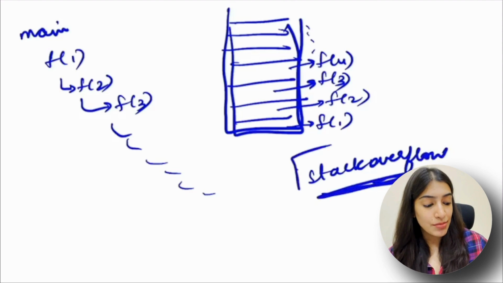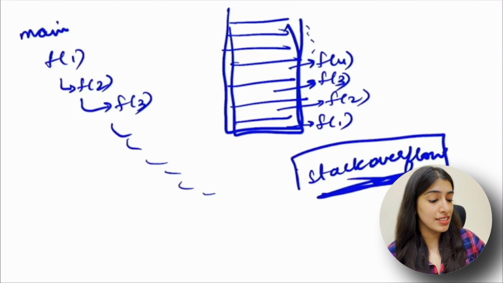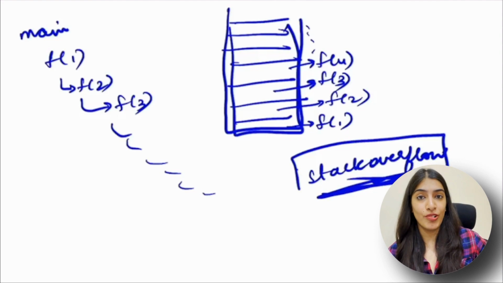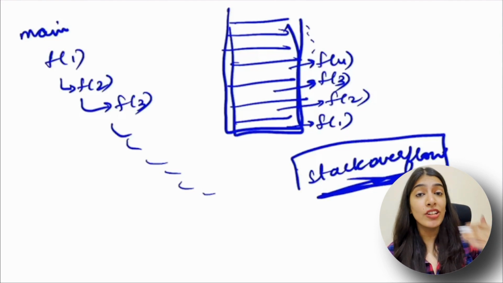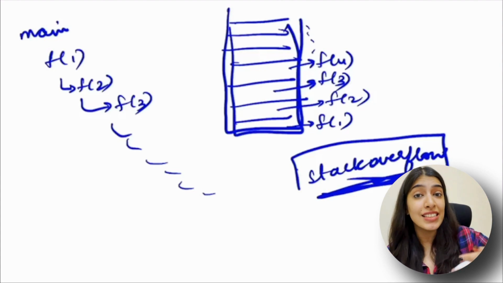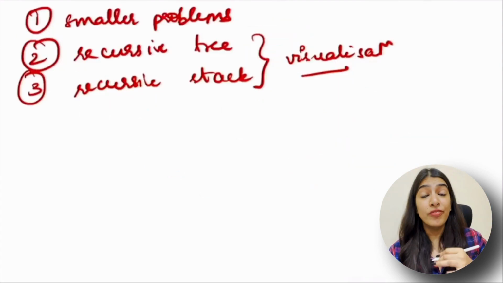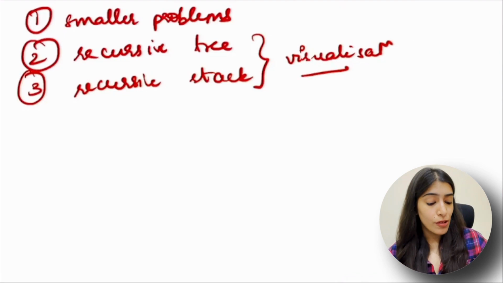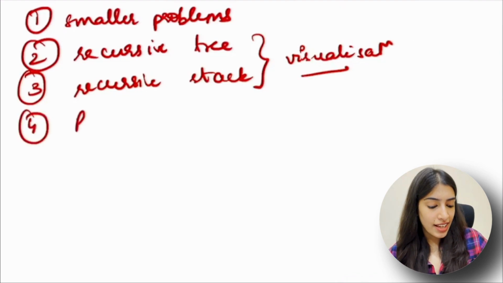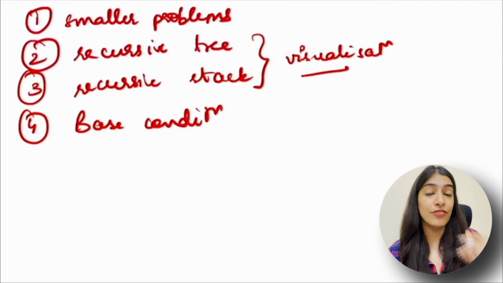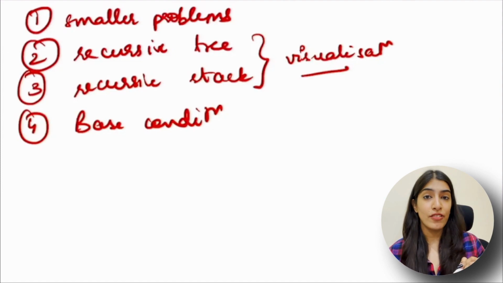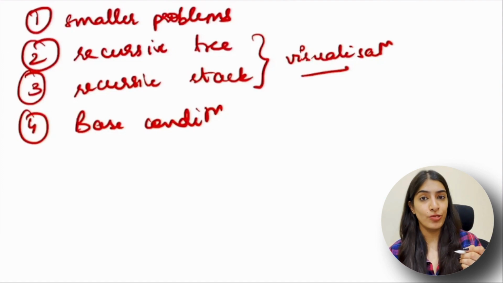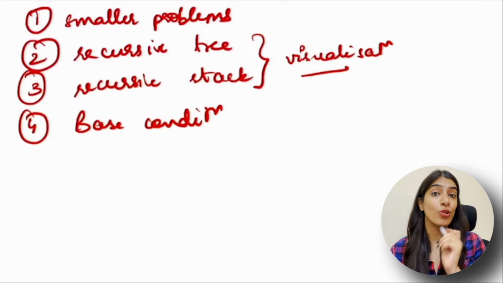And this is an extremely important point. A lot of people will ask, when does stack overflow happen? It happens when there is no stopping condition, when we are not telling a recursive function where to stop. And when we tell our recursive function to stop, that condition is called the base condition. And that is the fourth most important point, because every recursive function has to have a base condition, otherwise stack overflow will happen.